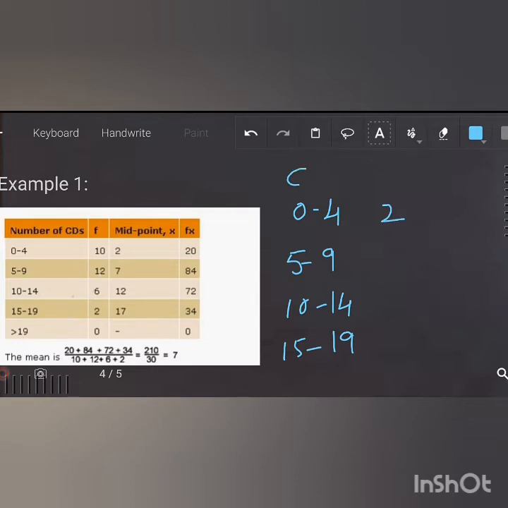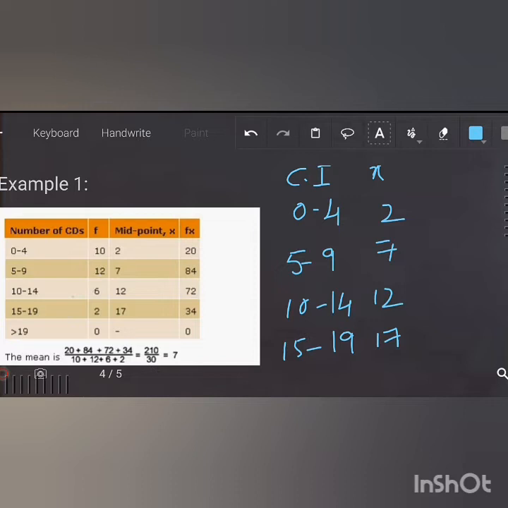This is class interval, this is mid value x. For this one, 5 plus 9 is 14, by 2 is 7. 10 plus 14 is 24, by 2 is 12. Next, 15 plus 19 is 34, by 2 is 17. So here we got all x values, that is, mid values.